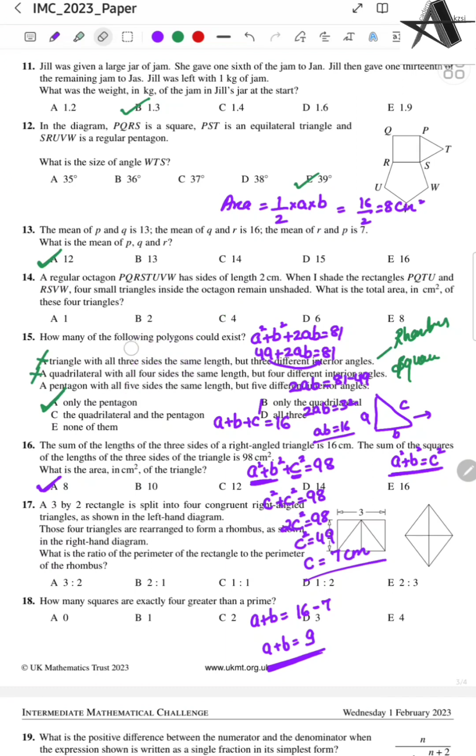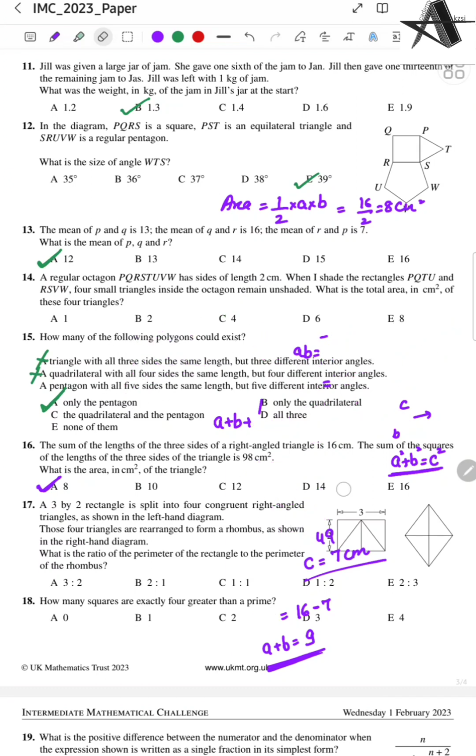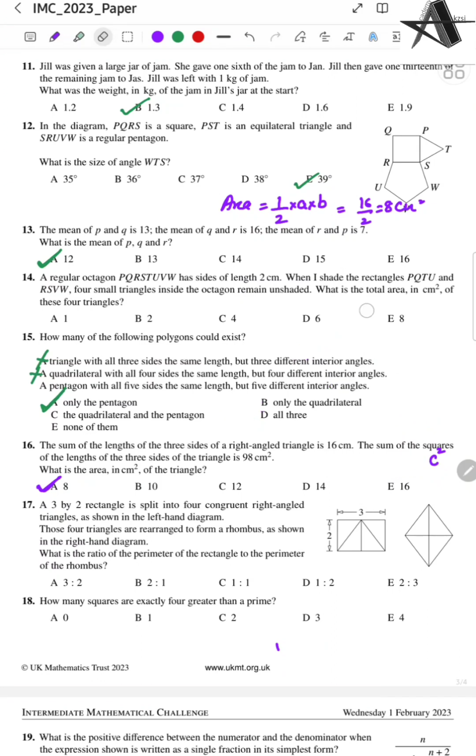Question number 17. A 3 by 2 rectangle is split into 4 congruent right angled triangles as shown in the left hand diagram. Those 4 triangles are rearranged to form a rhombus as shown in the right hand diagram. What is the ratio of the perimeter of the rectangle to the perimeter of the rhombus? If we are able to calculate one side of the rhombus, the perimeter is just 4 times the length, and similarly for the rectangle, we just add all the sides up.